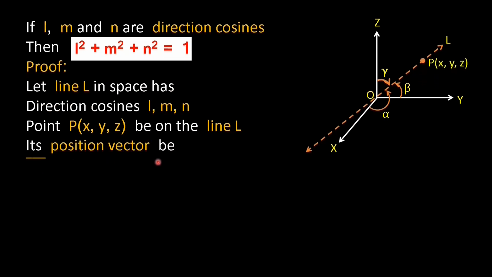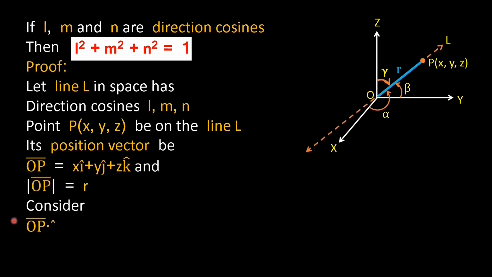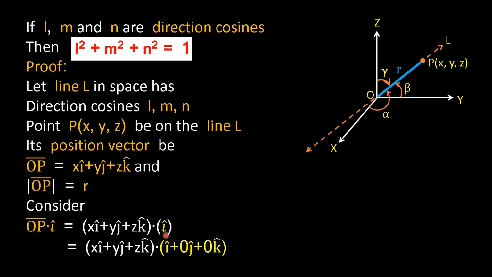Its position vector will be OP bar equals x i cap plus y j cap plus z k cap, and magnitude of OP bar will be r. Consider the dot product OP bar dot i cap, which will be x i cap plus y j cap plus z k cap dot i cap. We write i cap as i cap plus 0 j cap plus 0 k cap, which will be x multiplied by 1, y multiplied by 0, and z multiplied by 0. So that gives us OP bar dot i cap equals x.